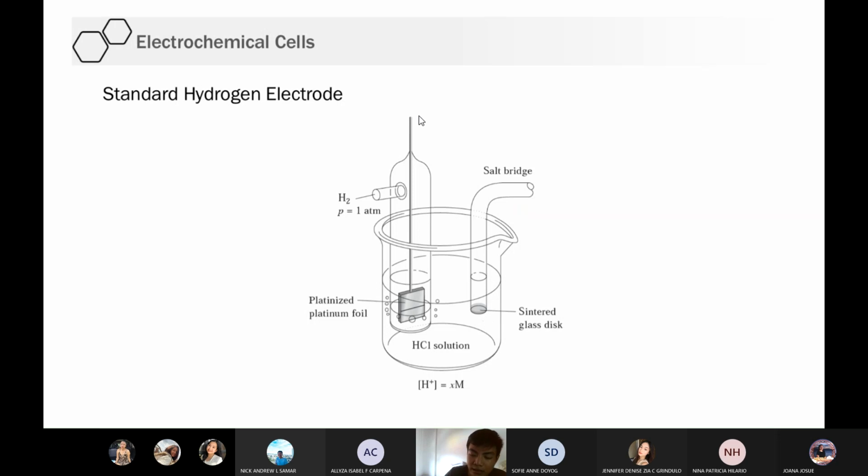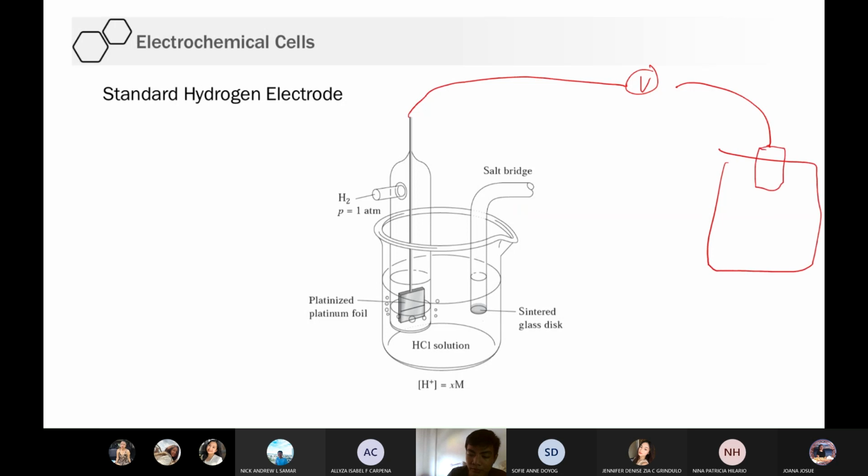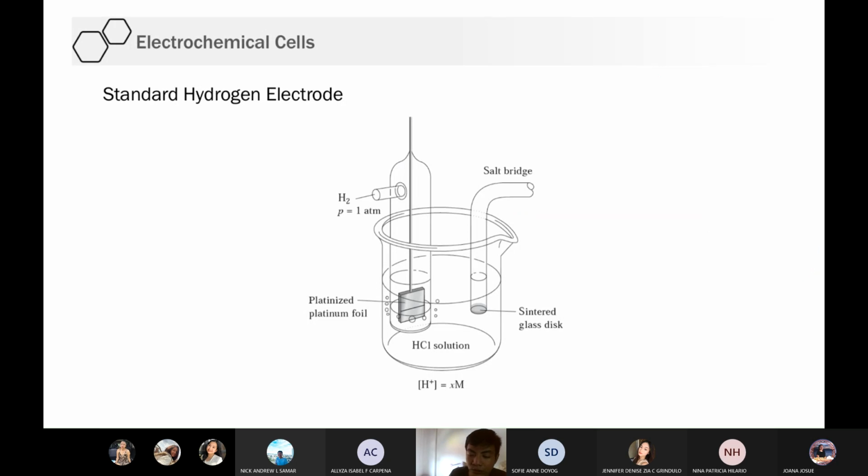So, ito yung connected sa cell. Okay? Yan. So, connected yan sa kabila. Okay? So, ganun lang. We call this the standard hydrogen electrode. Kapag ang electrode mo ay hydronium ion yung nakalagay, standard hydrogen electrode tawag doon.